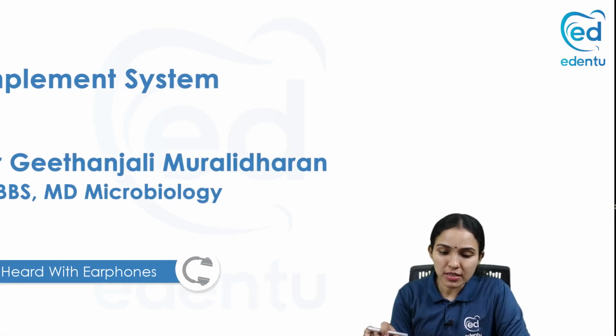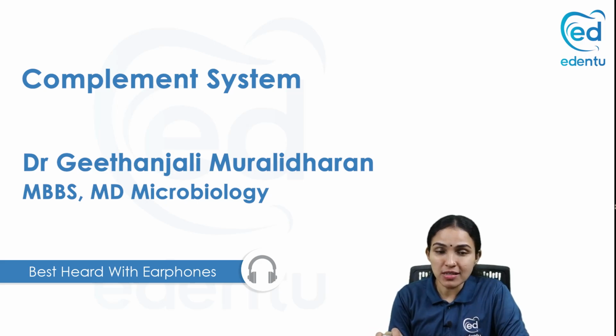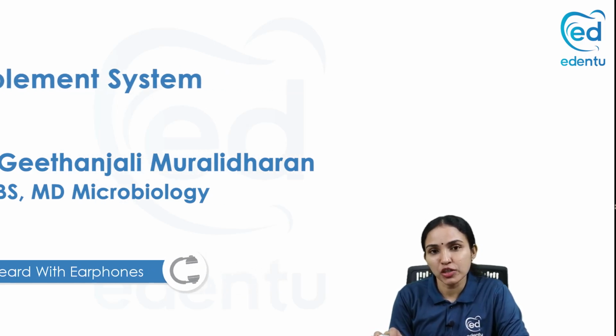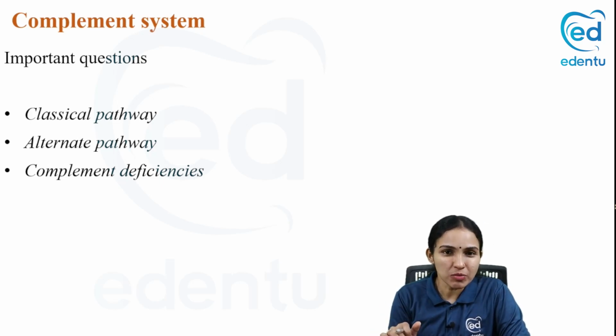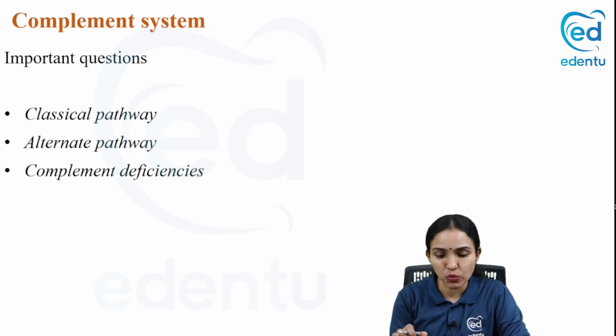Hello dear students. The topic for this class is the complement system. So it's again a part of immunology. The important questions from this part that can be asked are the classical pathway, the alternate pathway, and sometimes deficiencies of complement can also be asked. But we have to be familiar with the pathways of the complement system, that is more important.